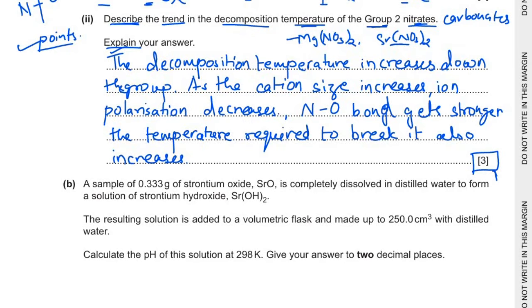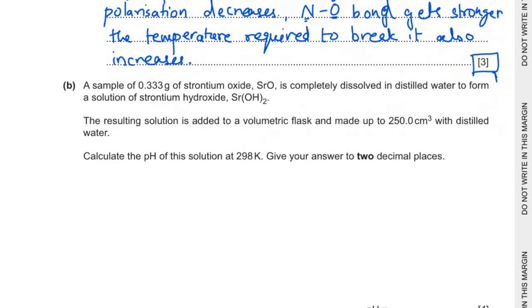The same thing happens with the carbonates also. The whole answer remains the same. Here you only have to write that the C-O bond gets stronger rather than N-O, because here we have nitrates, and in the carbonates the bond is C-O. That's the only difference when you write about the carbonates, otherwise the whole answer remains the same. Now let's see what's the next part here.